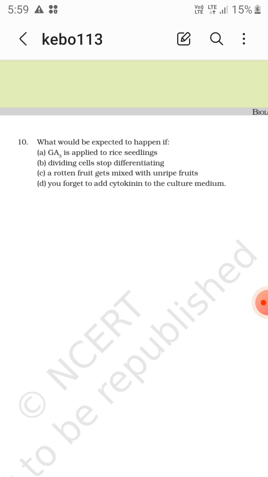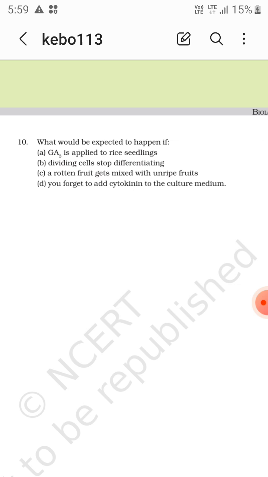A rotten fruit gets mixed with unripened fruits, that is ethylene. The unripened fruits will be ripened. If you forget to add cytokinin to the culture medium, then the shoot system will not grow, only the root system will grow. The root system is due to auxin.